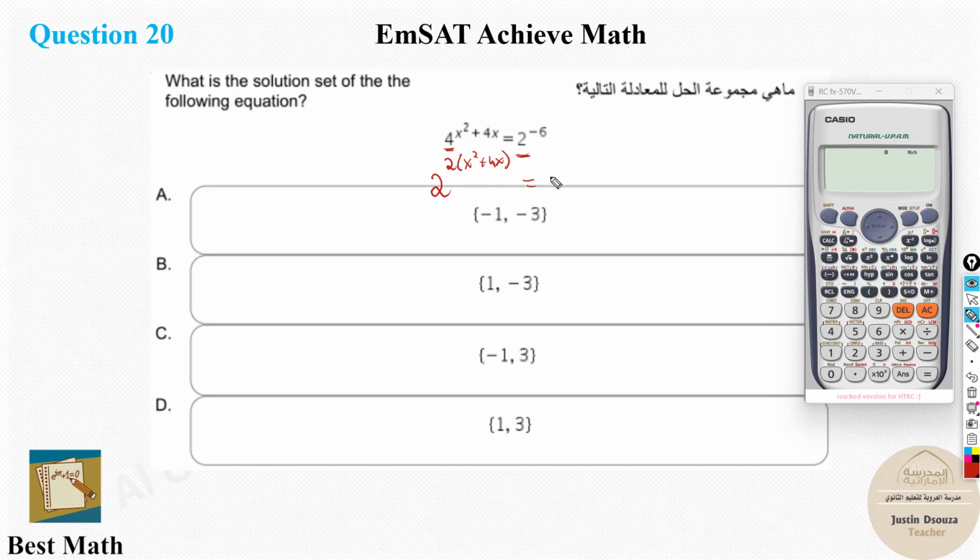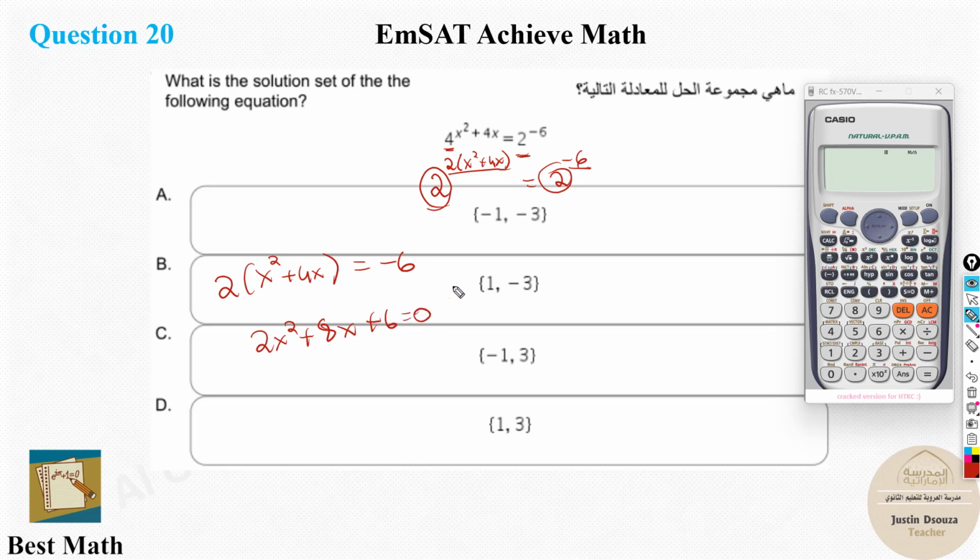So now equate it to this side, 2 to the power minus 6. How would you solve it now? The bases are the same. You can see this base and this base are the same. So equate the powers. Because the bases are the same, you can equate the powers. I'll write it over here: 2 into x squared plus 4x equals minus 6. Let me simply bring it to one side. It will be 2x squared plus 8x plus 6 equals 0.